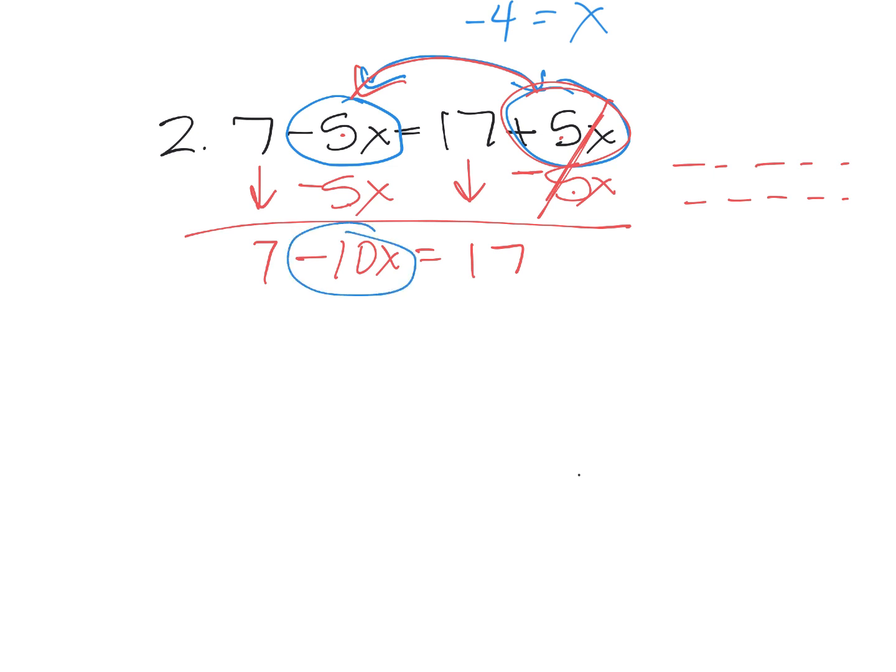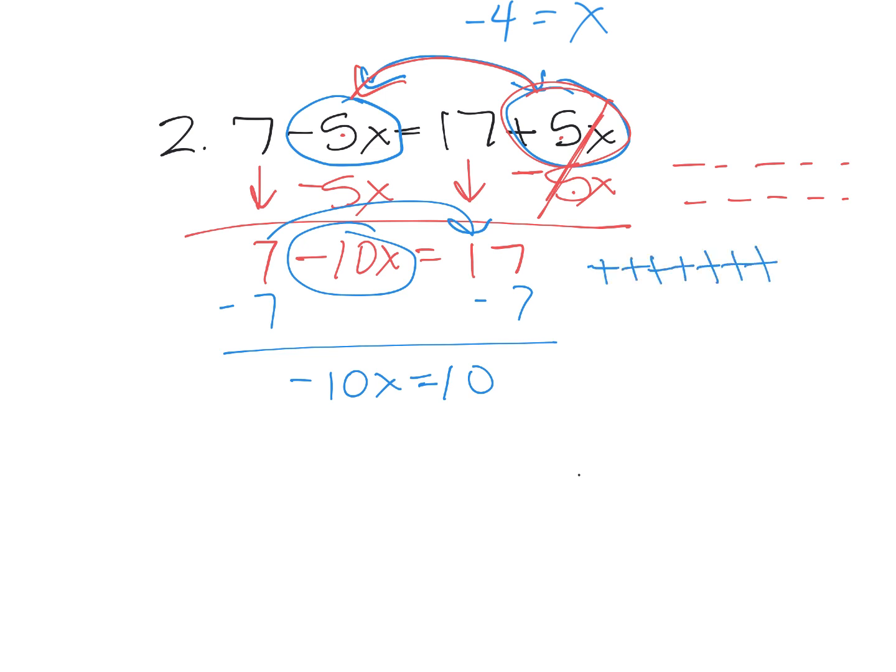Now I have the x's by itself. I'm going to bring the 7 over because I still need to get x by itself, so I'm going to subtract 7 from both sides. So I have negative 10x equals positive 10. I have a positive 17, so I have 17 positives and 7 negatives. And so we get 10 positives.